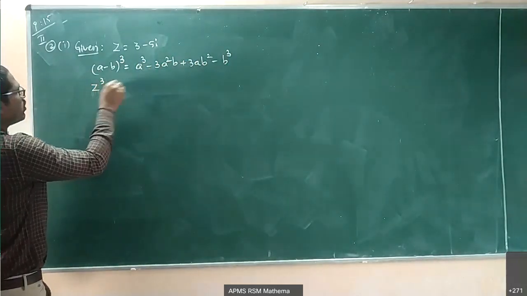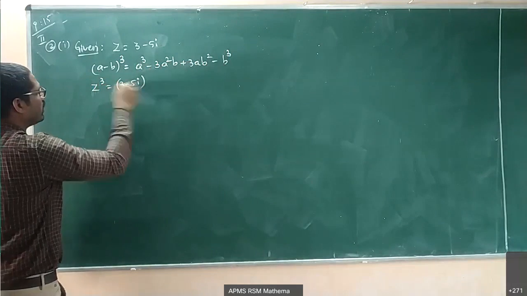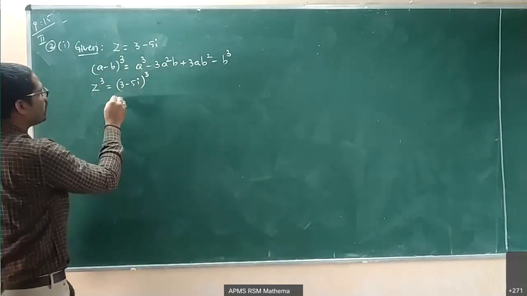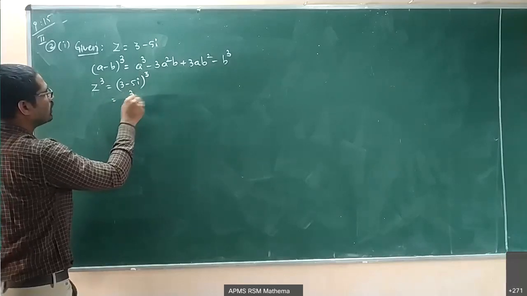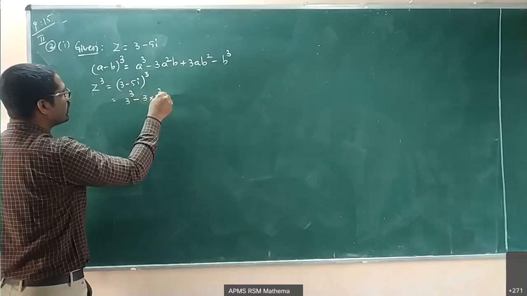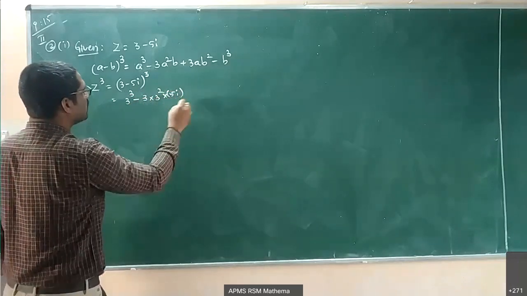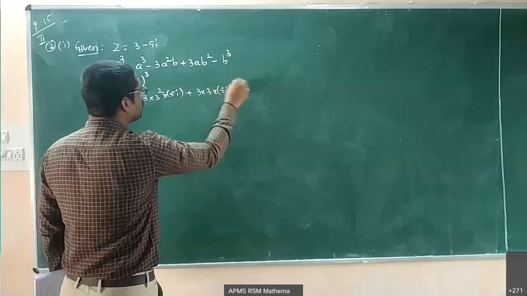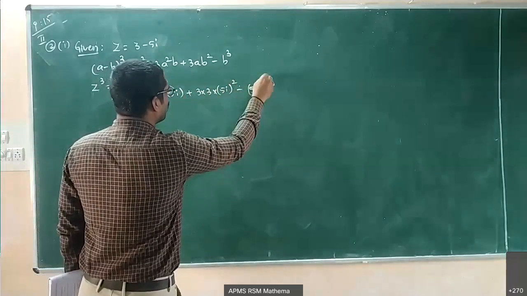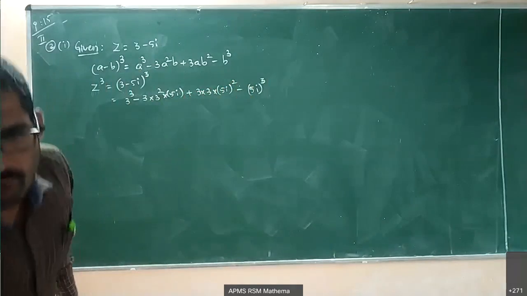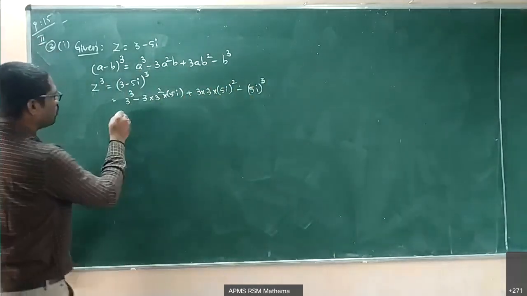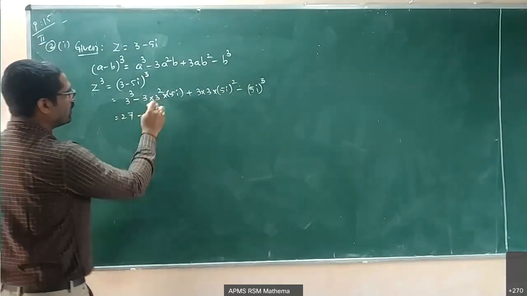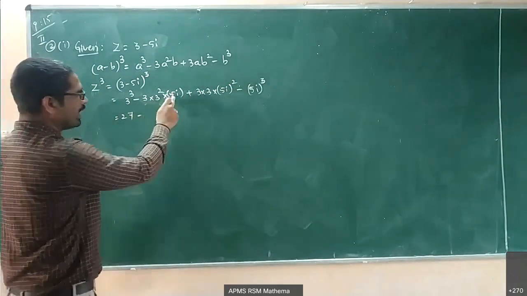Z cube is equal to (3 minus 5i) whole cube. So according to this formula, if you substitute, 3 cube minus 3 into 3 square into 5i plus 3 into 3 into (5i) whole square minus (5i) whole cube. Now 3 cube we know that is 27, minus here 9, 9 5.